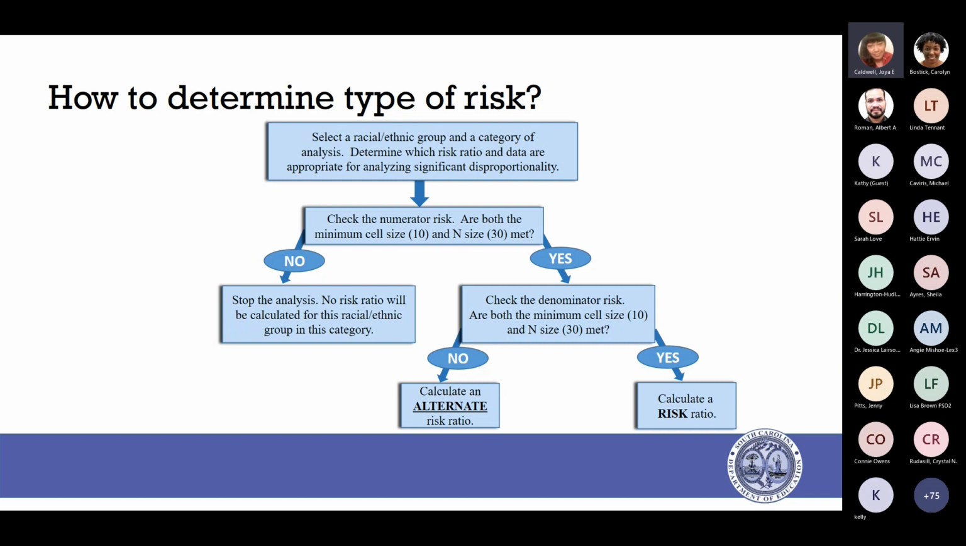When that does not apply, an alternate risk ratio is used, and it only applies when the conditions in the numerator ratio are met, meaning both the numerator and the denominator of the numerator, but not in the denominator. Don't worry, the next few slides will simplify things with examples. Next slide.